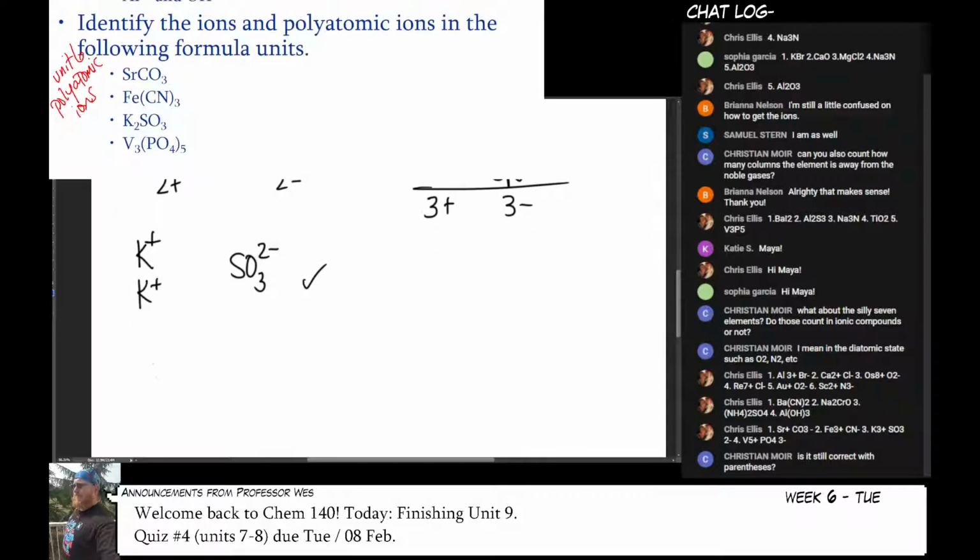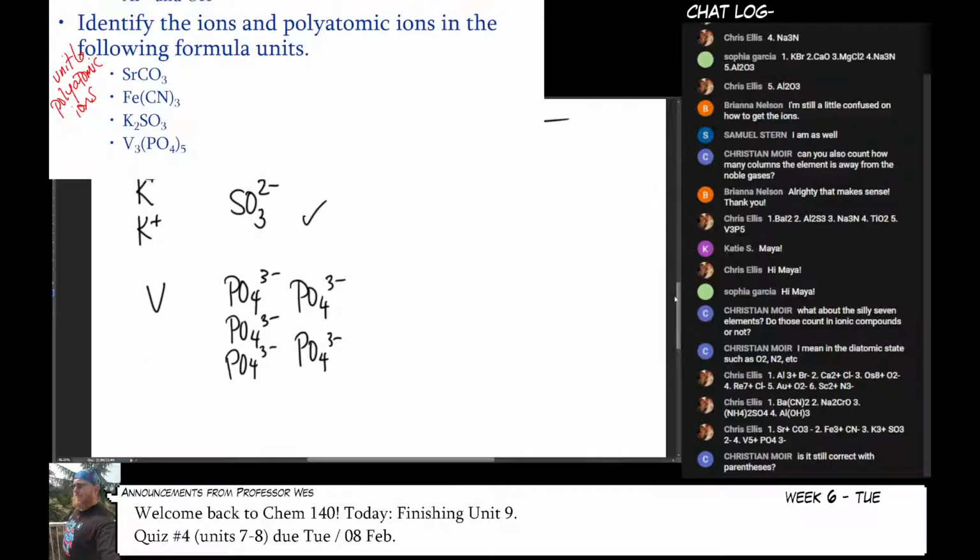And then this last one, we got to play with vanadium again. Vanadium is always weird. But I've got a bunch of phosphates. I've got 5 of these. So I go down here. Oh, I have a bunch of vanadiums too, so VVV. There you go. So if I have 3, 6, 9, 12, 15 minus, I must also have 15 plus, and I have to split that 3 ways. So each of these must be 5 plus.